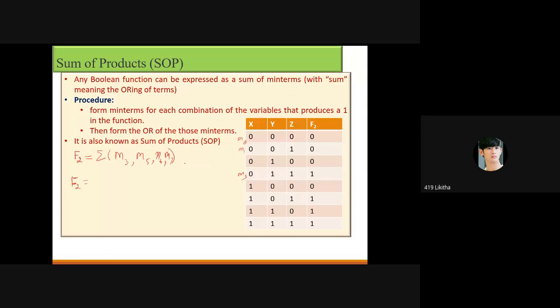No, ma'am. Yes, I am doing a mistake. What mistake am I doing? I am writing min terms with a capital M. This is wrong. Got it? Always write min terms in small letters. Please don't write casually. Capital letter, small letter matters here.